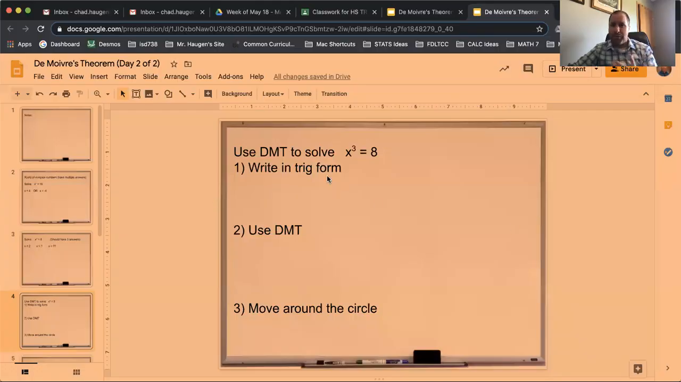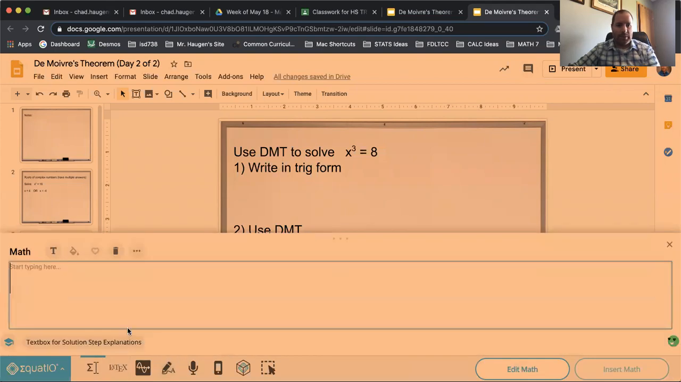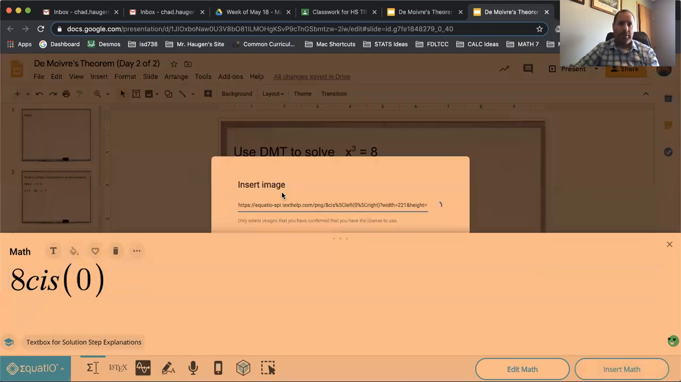So back onto here to look at what we would do. First, we would write this in trig form. So that's going to be my first step. Let me pop this up here. So that'd be 8 cis 0. That's our first step, to write that in trig form.